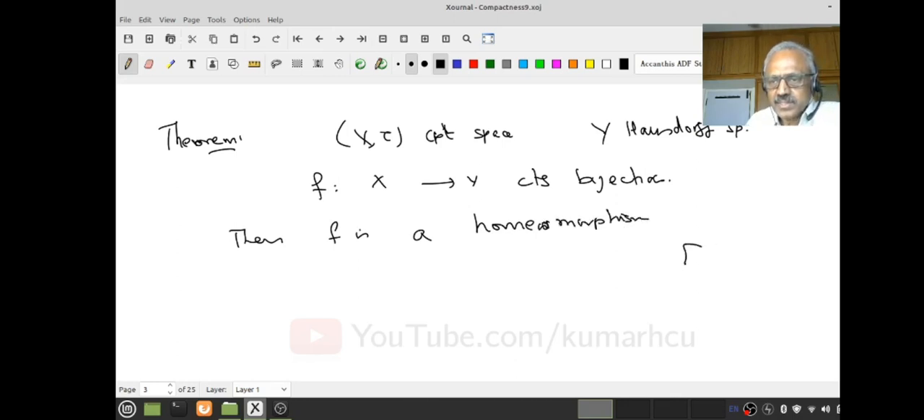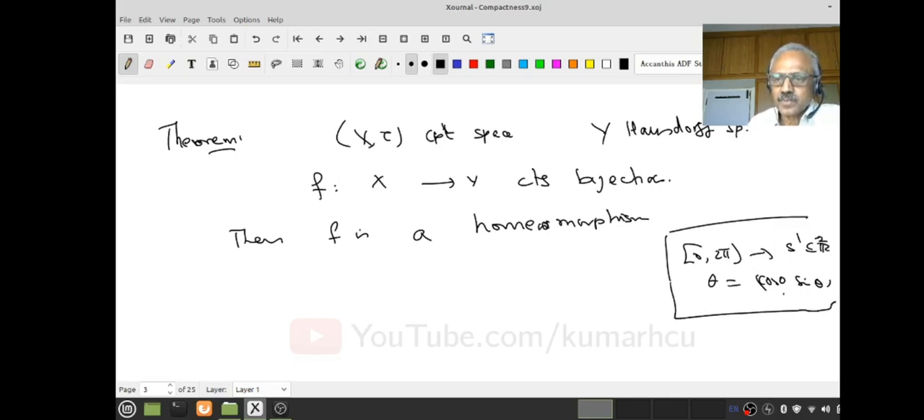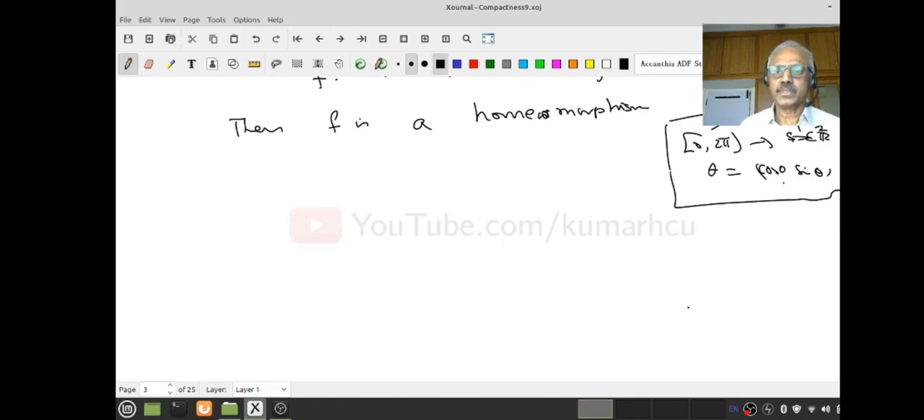Note that we had already seen one example, from 0 to 2 pi to S1 in R squared, the unit circle. The map theta going to (cos theta, sin theta) is a continuous bijection, but it's not a homeomorphism. So what fails here? The domain is not compact. But the codomain is Hausdorff, no problem. So this is very crucial.